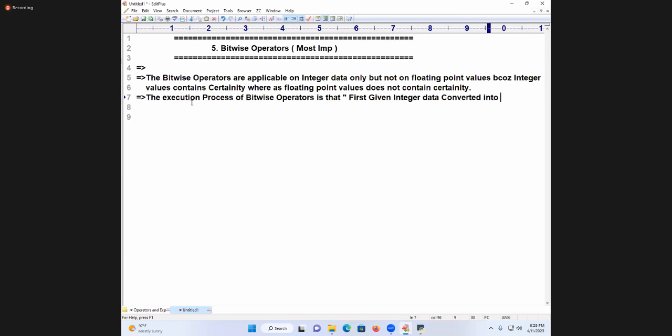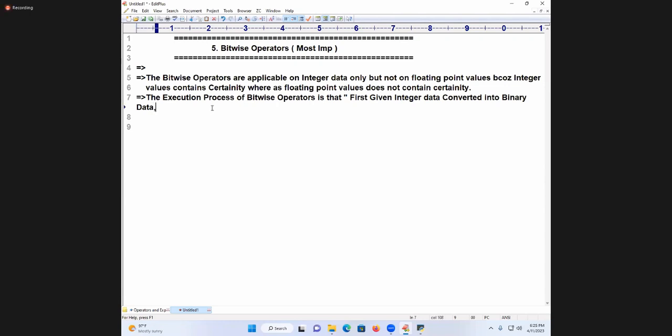Converted into which type? Binary data. Do you know how to convert into binary data? Did I explain this? And programmatically also you know, no? What is the function used for it? Very good. bin of, and you'll pass the integer data. So it is converted into what? Binary. Very good. So the execution process of bitwise operators is that first, given integer data is converted into what?